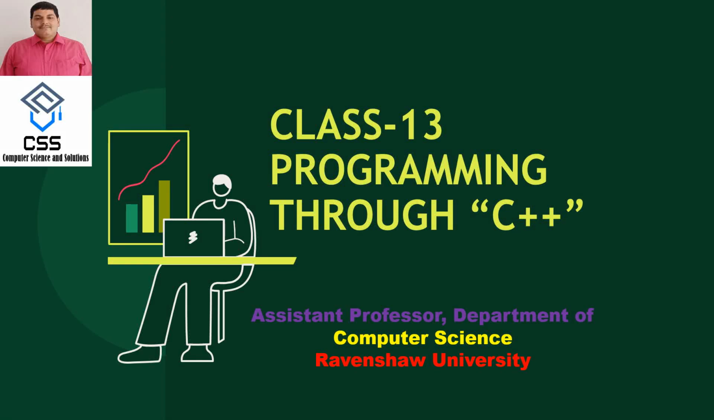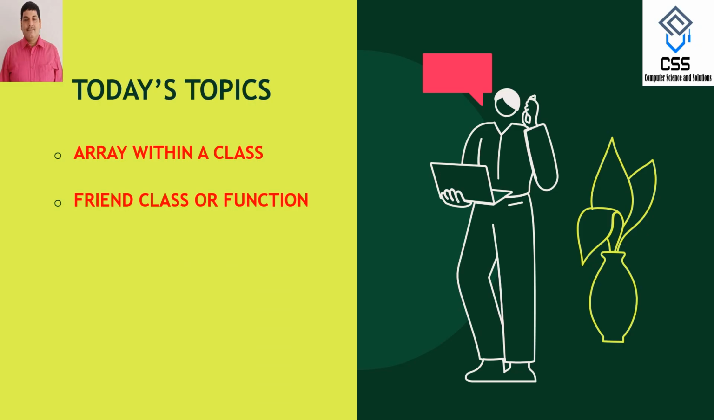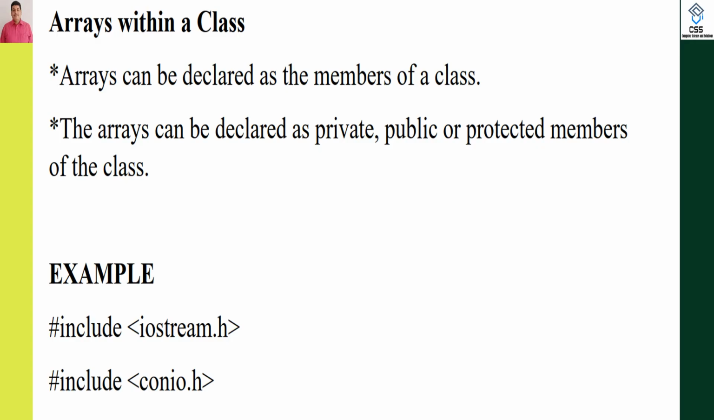Dear friends, in today's session, we are going to discuss two important things. One is array within class and use of a friend. Array within the class means if within the class, any element is declared as array type, that is known as your array within a class.